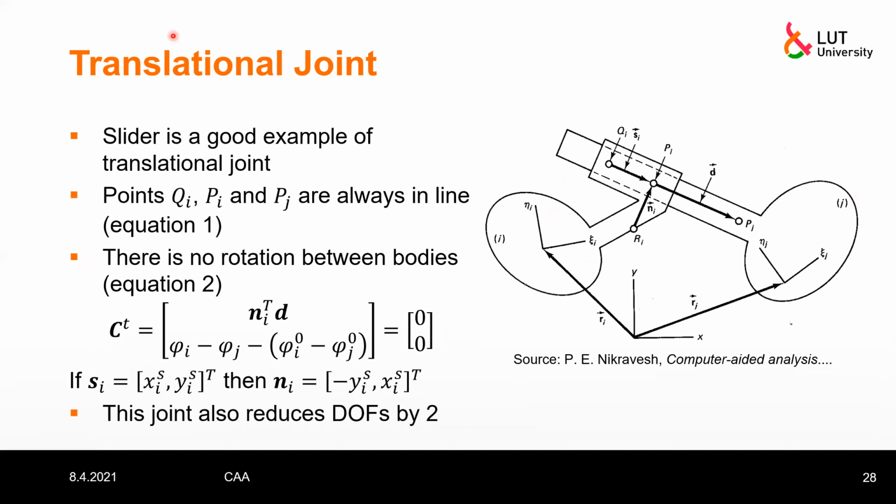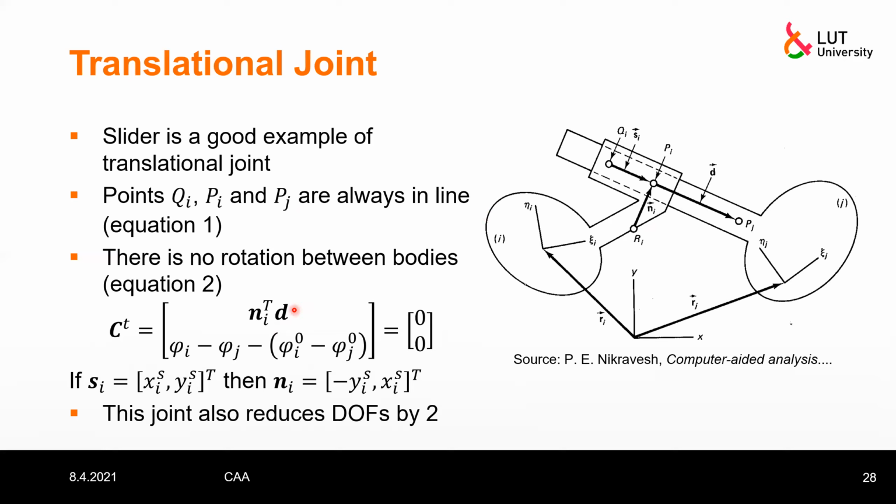One way to define a translational joint is to find 3 points on the common axis of translation. So this is the axis of translation. We have here 3 points, Qi, Pi, and Pj. Qi and Pi are written with respect to one body, and Pj is written with respect to the second body. Having those points, we can define the first equation, the equation that says that all those points are always in line. And this is defined like that.